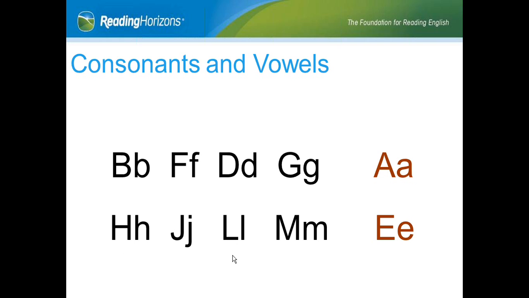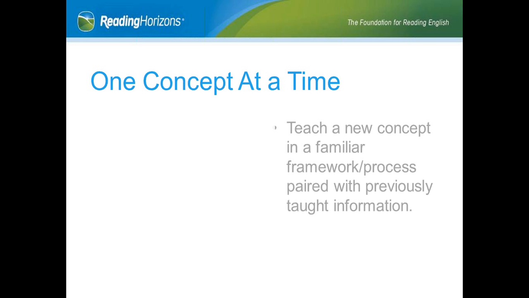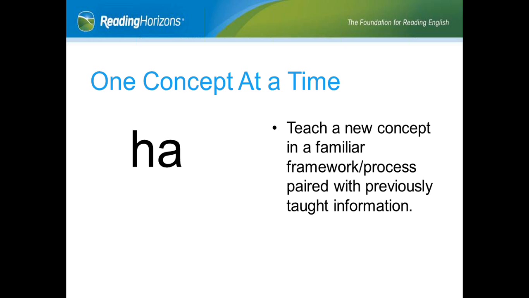When you're talking about the second letter set, there's something important that we do. You only want to teach one concept at a time. So when you bring in a new concept, you want to put it in a familiar framework or process paired with previously taught information. So for example, I wouldn't teach vowel E and consonant H and put those together for the first time. What I want to do is take a vowel that they already have worked with and pair it with that new consonant in a slide to produce that pronunciation. We want to pair anything new with something that they're familiar with and have shown proficiency in.